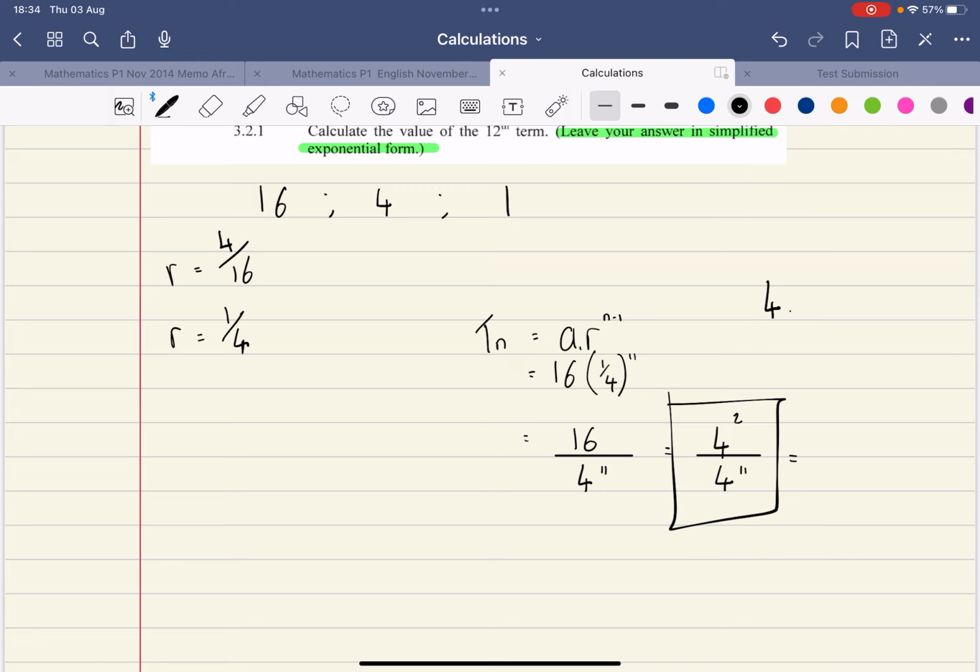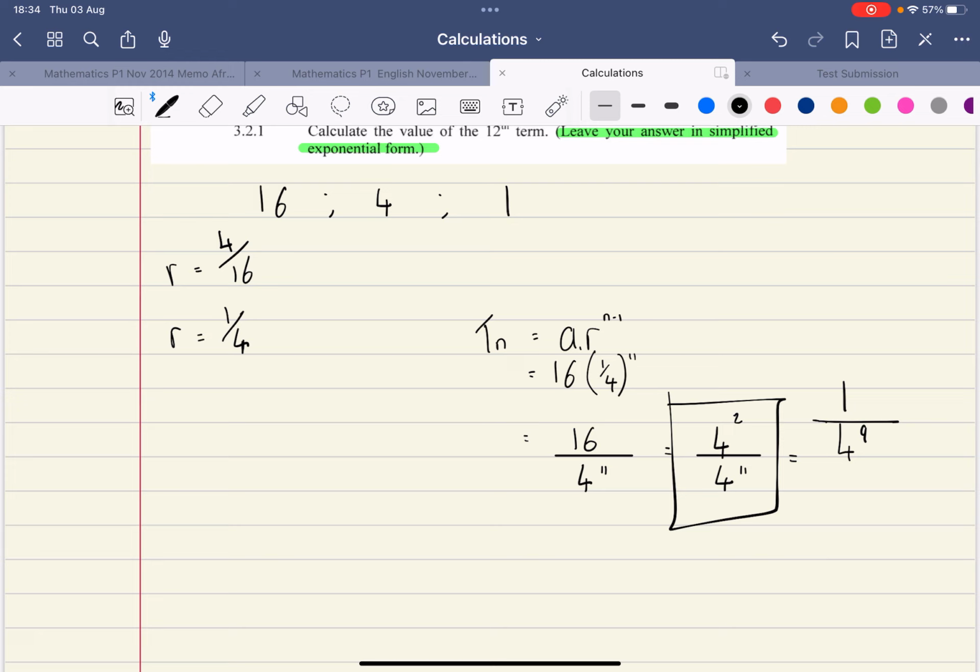Remember, these are exponential laws. When your bases are the same, and you are multiplying, you can add your exponents, like 4 to the 2 times 4 to the 3 is 4 to the power of 5. When we're dealing with a division symbol, it's the exact same premise, but now we are subtracting. So this will be 4 to the 11 minus 2, which is 9. So that will be 1 over 4 to the power of 9.